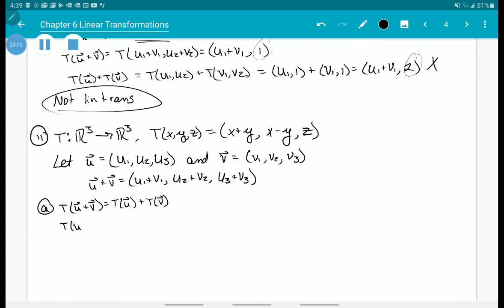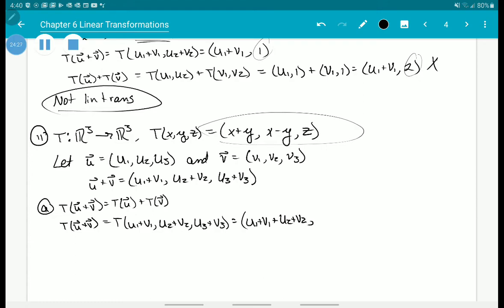So T of u plus v would be T of that sum. Apply the definition. So we're going to have first component plus second component, first component minus second component, and then third component. So let's do some fancy math.